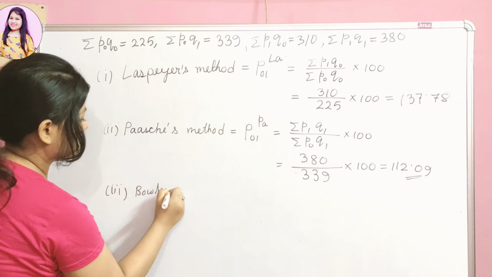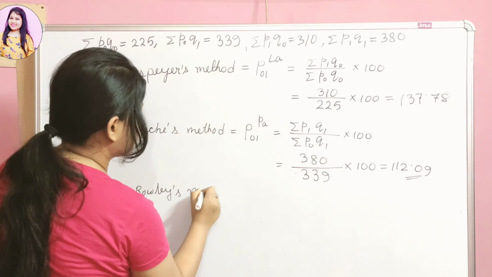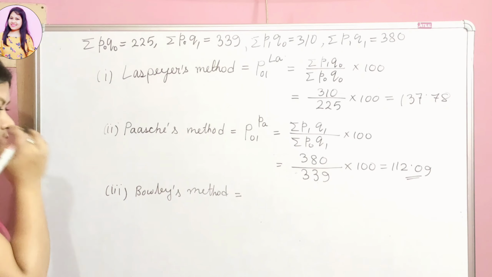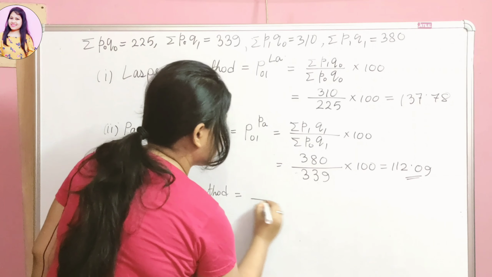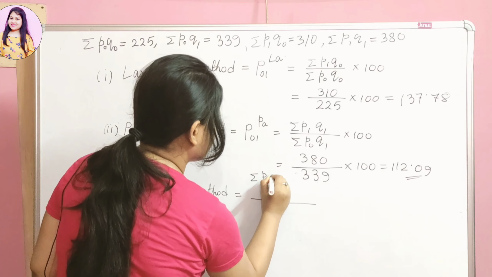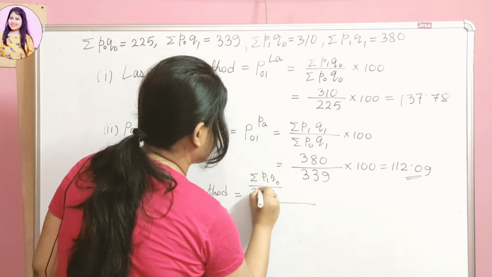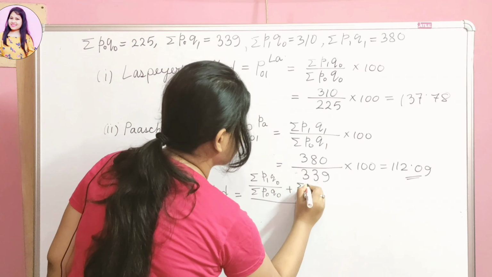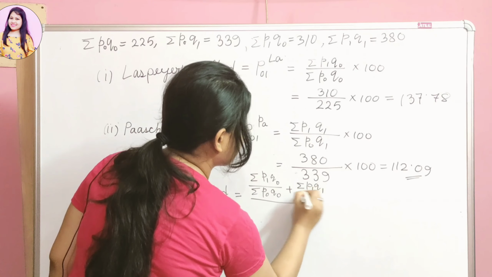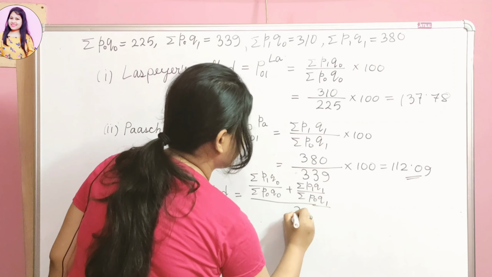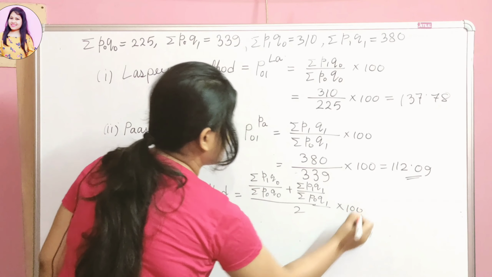Then the next is Bowley's method. Now there is a formula for Bowley's method. The formula is summation of P1 Q0 divided by summation of P0 Q0 plus summation of P1 Q1 divided by summation of P0 Q1, divided by 2, into 100.